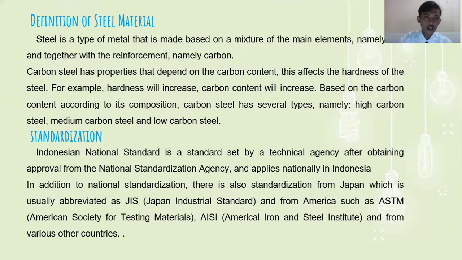Definition of steel material. Steel is a type of material that is based on a mixture of the main element, iron, together with an alloying element, namely carbon. Carbon steel has properties that depend on the carbon content. This affects the hardness of the steel. For example, hardness will increase as carbon content increases. Carbon steel has several types, namely high carbon steel, medium carbon steel, and low carbon steel.